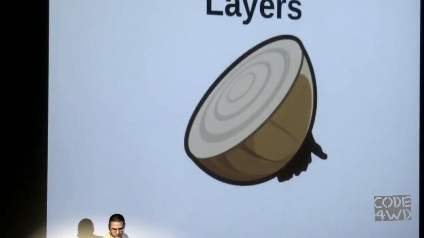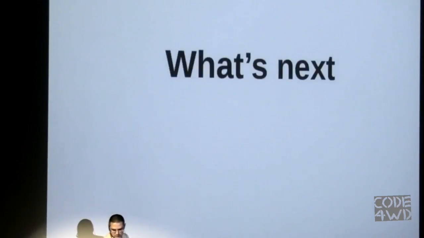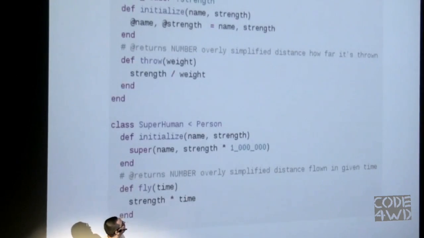Sorry, too far. Is it? Yeah. So we have to be careful because it has to be kind of. So we know that this superhuman is kind of person, but if it would be a car, we couldn't compare them. Inheritance wouldn't fit there. You probably would like to use composition or mixins in that case.